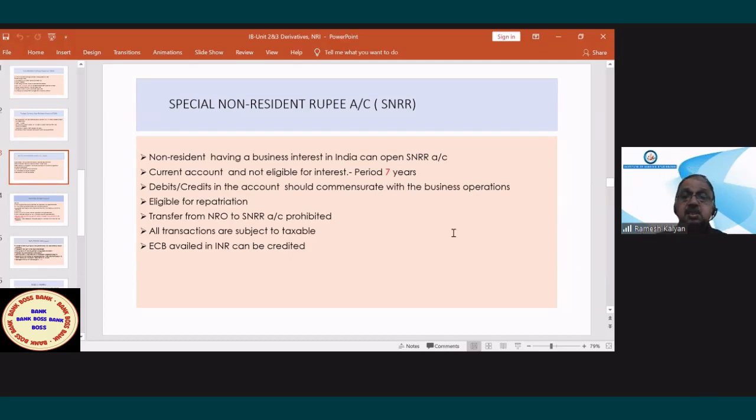And another change that has come is in this account: suppose a person is availing ECB, that is external commercial borrowings. It can be availed both in rupee and foreign currency. If it is availed in rupee, that amount can be credited in this account. So that is the change that has come. In such a case, that account need not be closed within 7 years. That can continue. These are only theoretical things. The most important thing is that repatriation is possible, and that is why we have to ensure that the business operations in the account are genuinely trade based. And of course, these are all taxable.